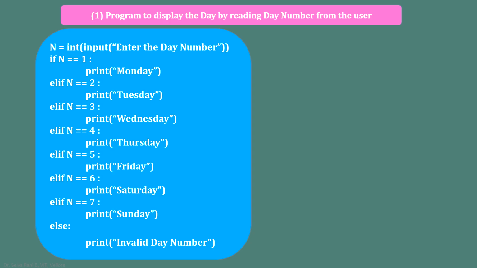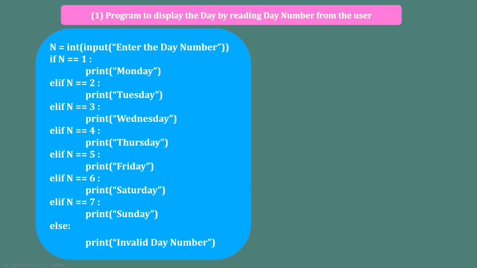So how are we checking? We give the first condition, whether n is equal to 1, along with the if keyword. If it is 1, let's display Monday. If it is not 1, we are going to check with the next value 2. So it is given along with the keyword elif. Elif n is equal to 2, then we print Tuesday.